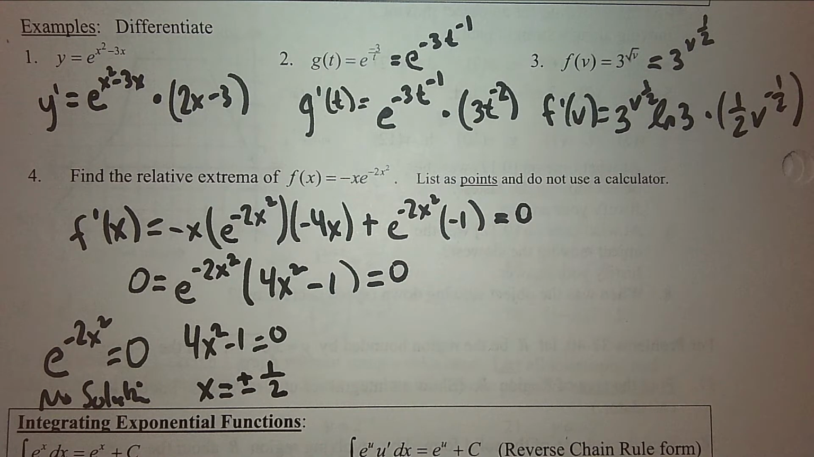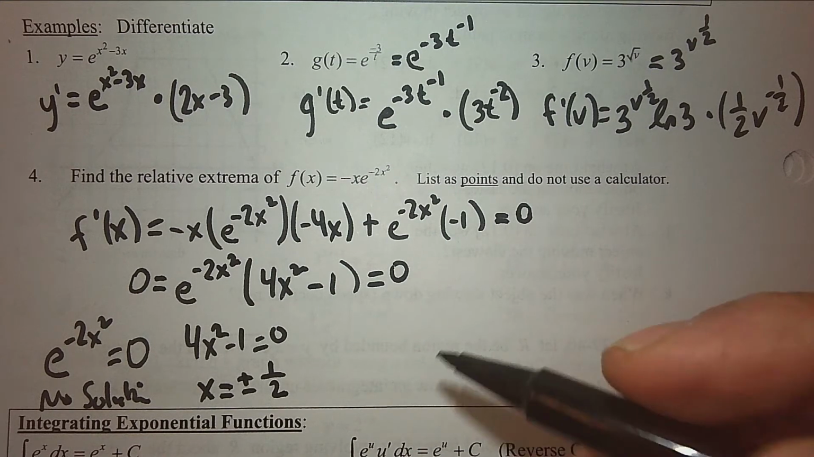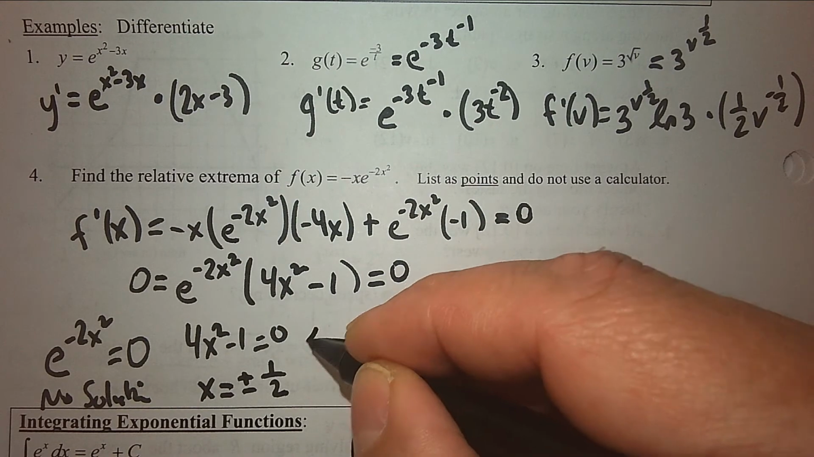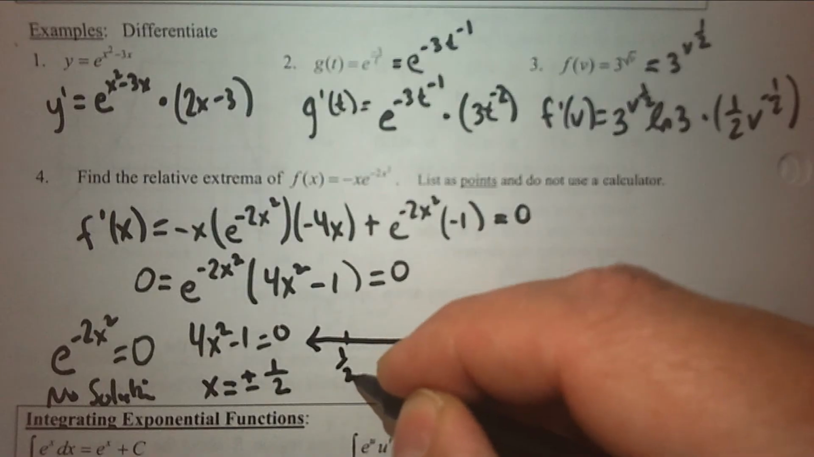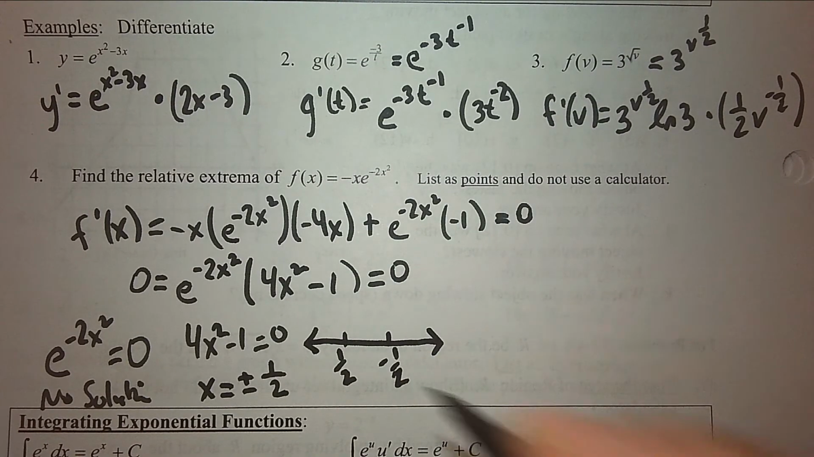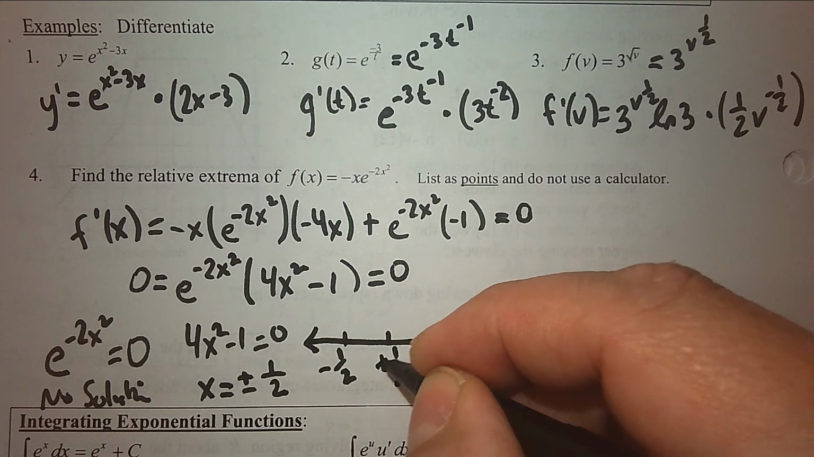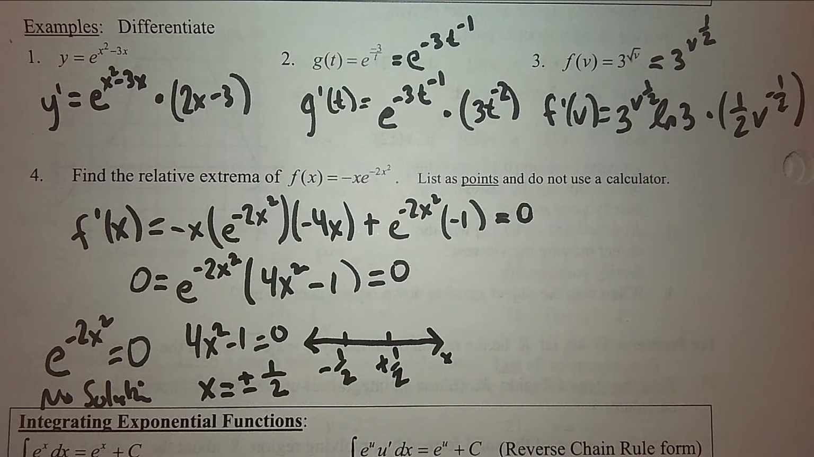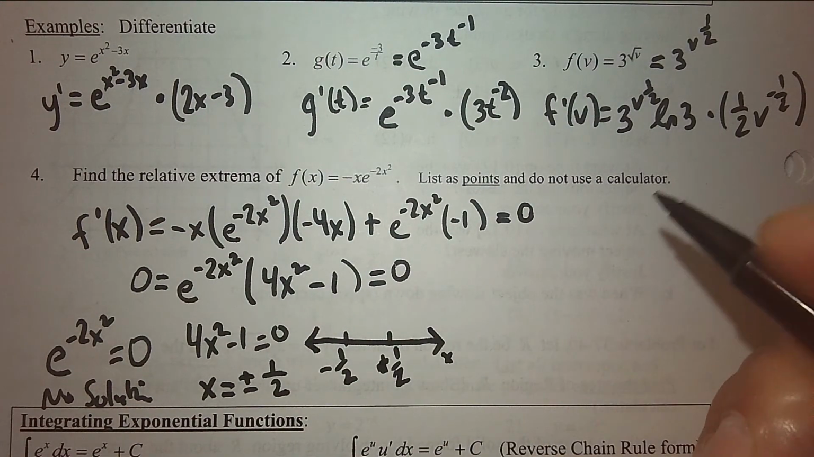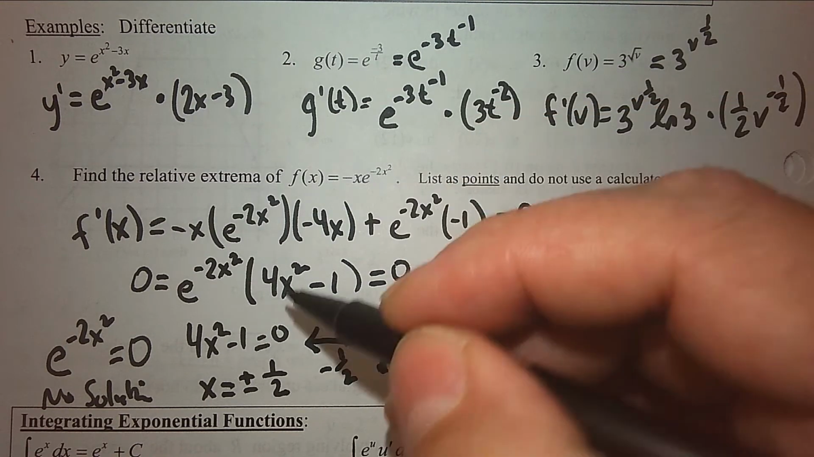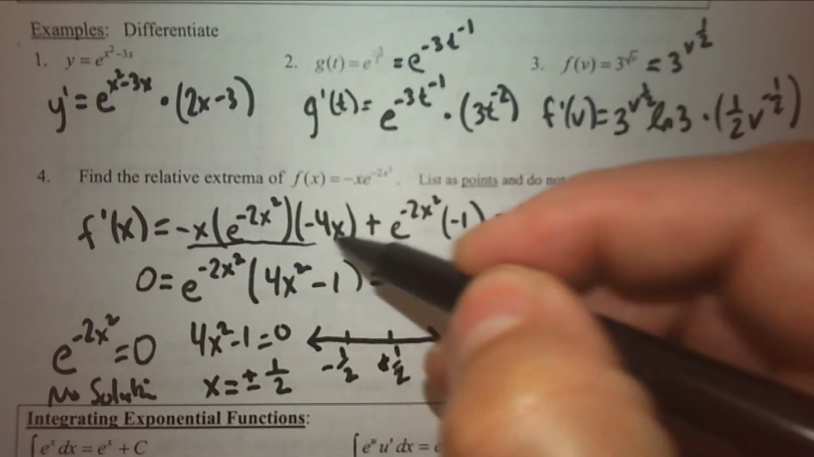Those are my critical numbers. Now my goal is, where are the extrema, right? What do I need to do? I need to now test them to see if it changes from increasing to decreasing. So what are my critical numbers? Let's put them in order. Negative 1/2 and positive 1/2. Where do I test? The function or the derivative? Derivative.